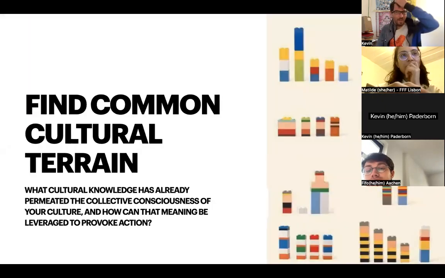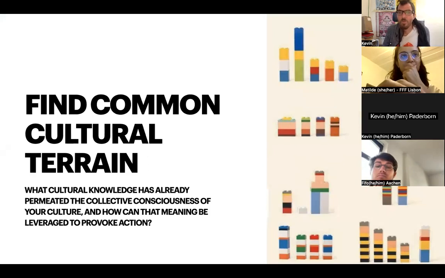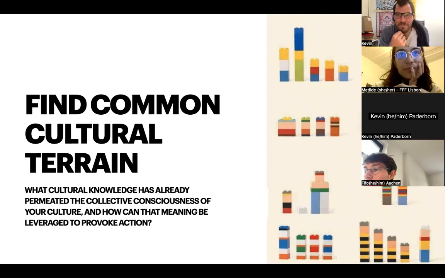So, starting to close a bit, as we talk about organizing, think about the common cultural terrain. How can we be using symbols that already exist in the public consciousness, already alive in people's ideas, that they already understand? So I would ask, can anyone tell me what they see in those Legos? Does it mean anything? Yeah, it's like the cartoon thing, right?